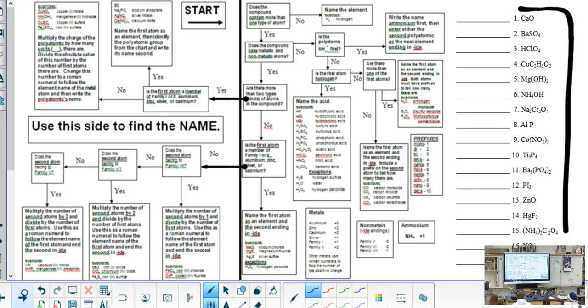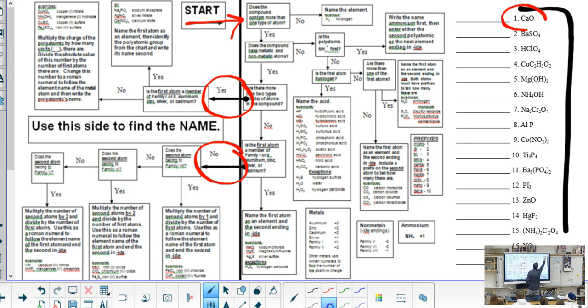So here we go. You would use this side to find the name. How would you know that? There you go, because it says right here, use this side to find the name, and then in bold it says start. It gives you an arrow right there. If your naming schematic, once again, does not have those arrows that go all the way across, make them go all the way across so you realize that the yeses and nos are there. All right, so just go with me here.